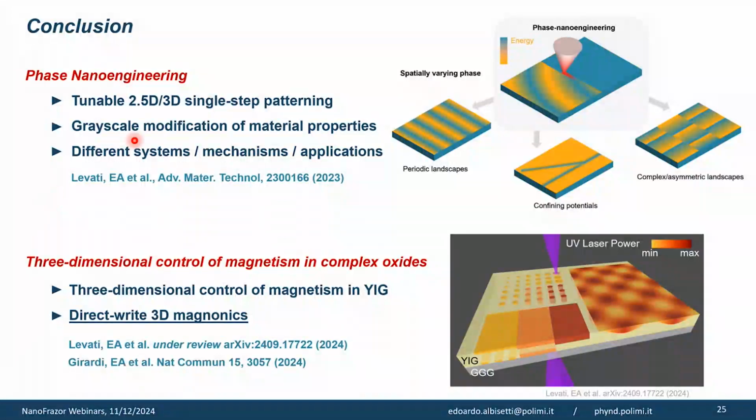And in particular, I showed one of our last results that was a three-dimensional control of magnetism in oxides, in particular yttrium iron garnet, that allowed us to control the out-of-plane anisotropy and enhance it by 30 times in a nanoscale confined volume through the thickness, and to use it for a variety of magnetic devices.